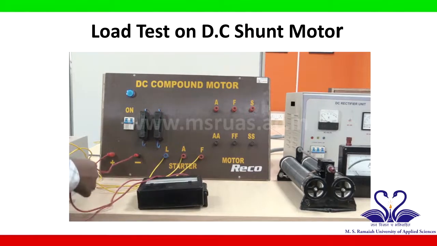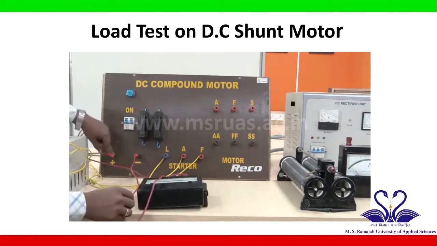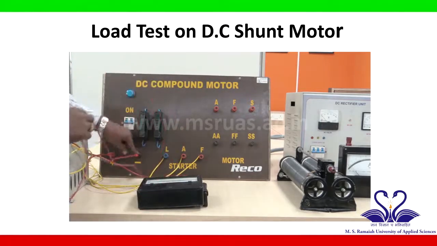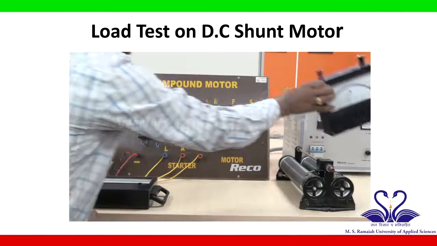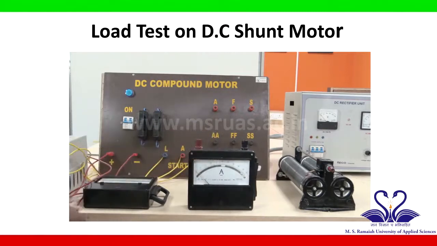So now you can see that the positive of the voltmeter is connected to the positive of the motor, and the negative of the voltmeter is connected to the negative of the motor. Now let us take the ammeter. So this is the ammeter, and it consists of two terminals, positive and negative.